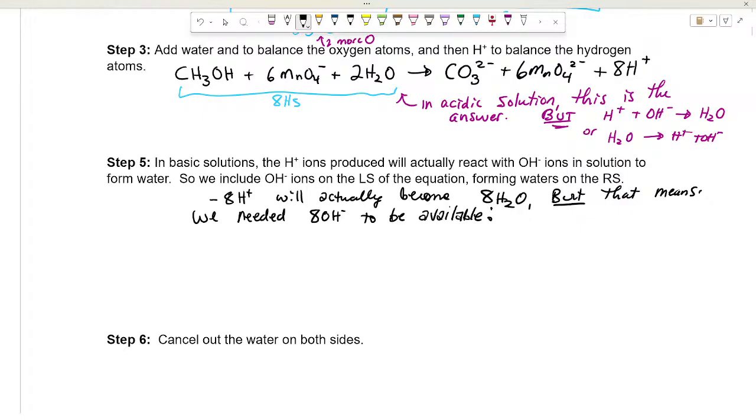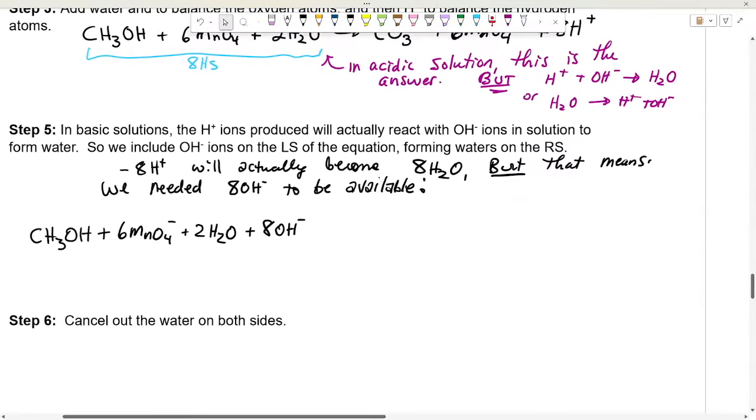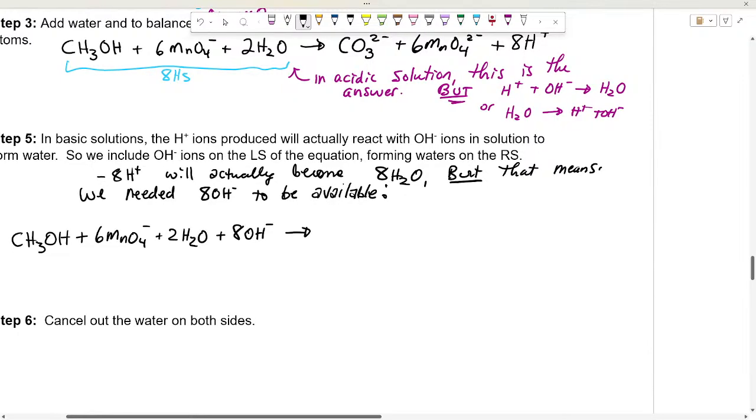So what we can actually then say is that CH3OH plus 6 MnO4 minus plus 2 H2O, and then we can say, but we needed those 8 OH minus ions to be there. Does that make sense? They're going to be reactants. They had to be present to begin with.